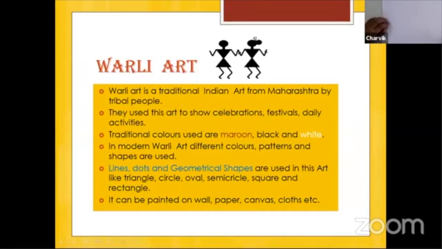Warli Art. Warli Art is a traditional Indian art from Maharashtra by tribal people. They use this art to show celebrations, festivals, daily activities. Traditional colors used are maroon, black, and white. In modern Warli Art, different colors, patterns, and shapes are used. Lines, dots, geometrical shapes are used in this art, like triangle, circle, oval, semicircle, square, and rectangle. It can be painted on wall, paper, canvas, clothes, etc.